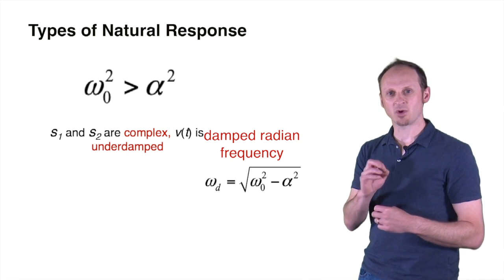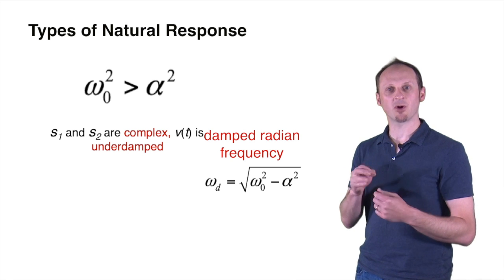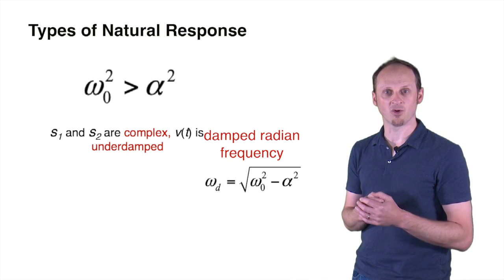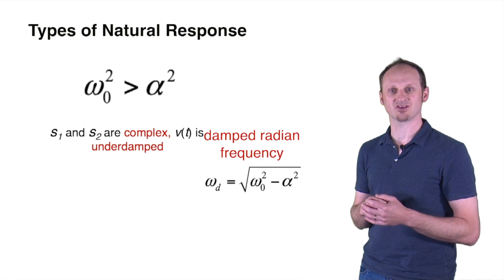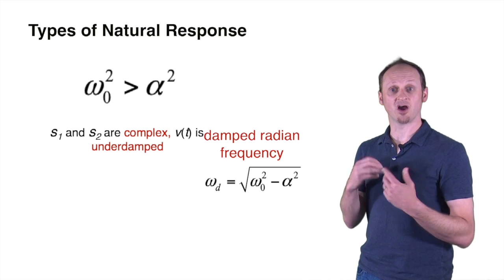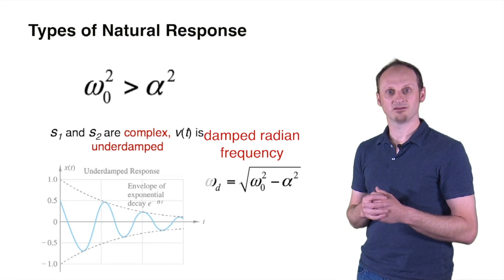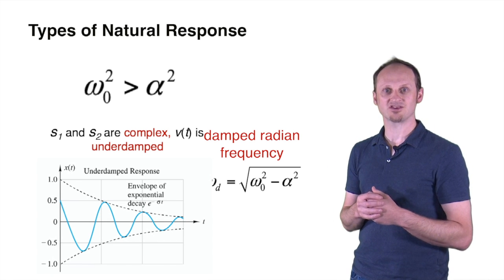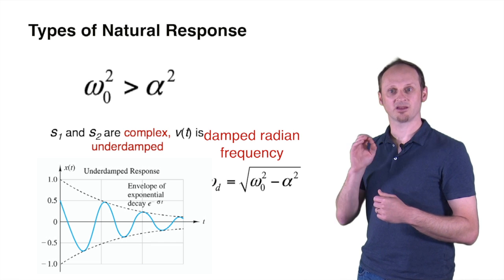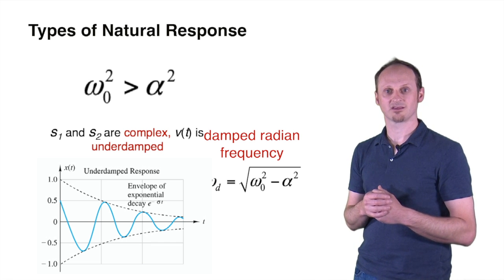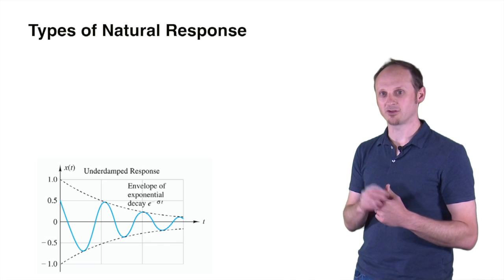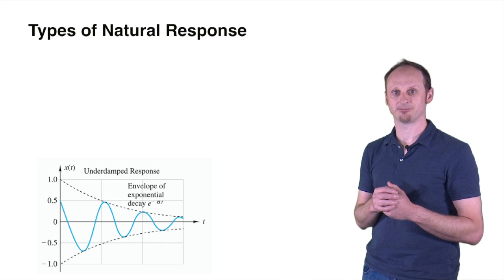Now, knowing that S1 and S2 are complex, if we pop them back into that general form of the solution for the differential equation, we'll find via Euler's identity that we will get oscillatory behaviour. We can express this equation in terms of cosine and j sine x. So we now know that the solution will have oscillatory behaviour to it.